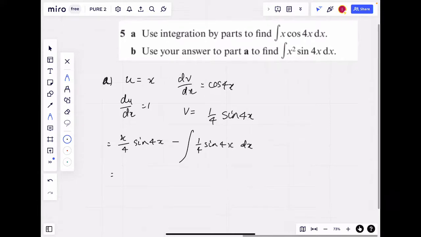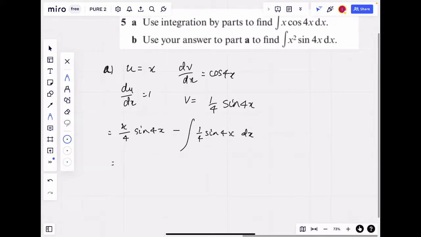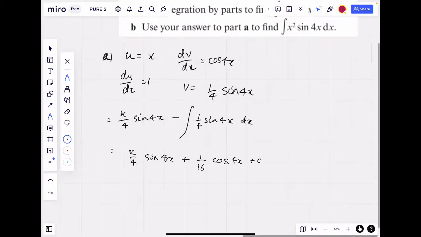And after integrating that, you should get x over 4 sine 4x plus 1 over 16 cos 4x plus c. You can take it a step further and factorize out the 1 over 16, but not really necessary. Okay, that's that one. B.